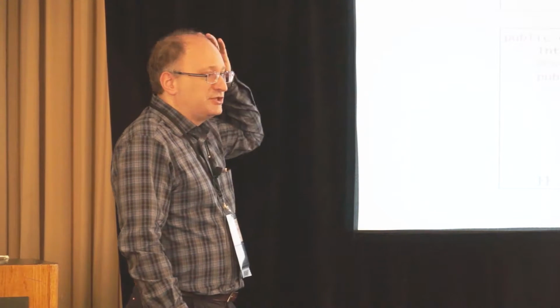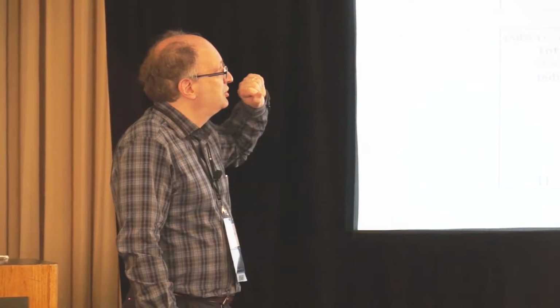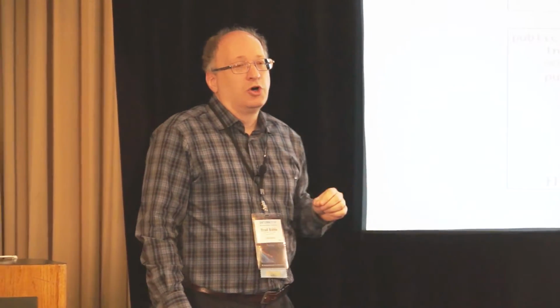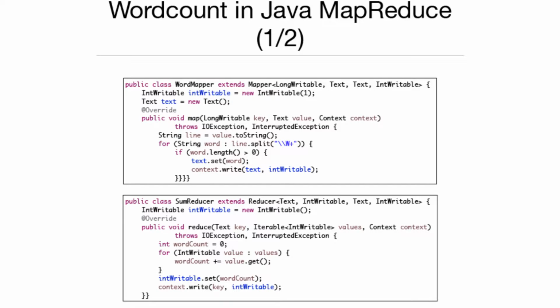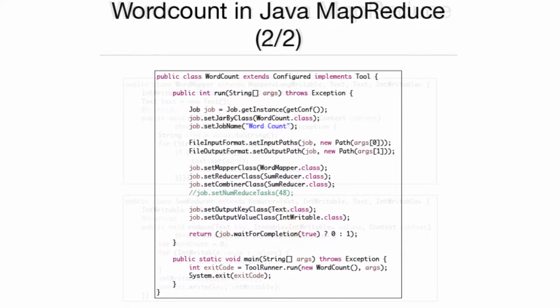I'm not going to go through this code, but the next two charts show the classic word count problem, taking a text like all of Shakespeare and finding all the unique words and how many times they appear. It's kind of the hello world of the big data space. These two charts show it written in what's called the Java MapReduce model. Most of this code is boilerplate. There's very little actual logic in it.